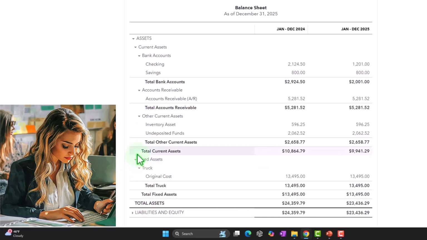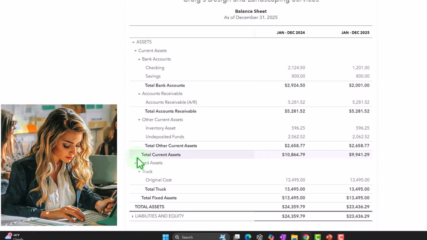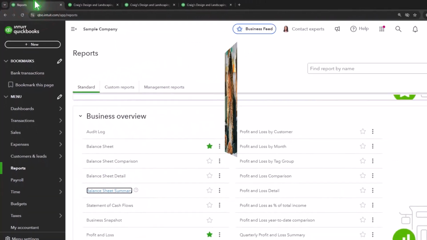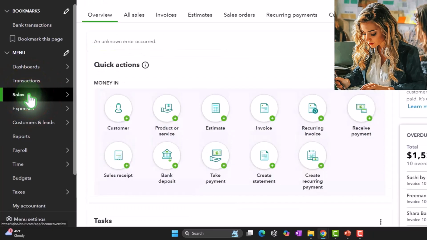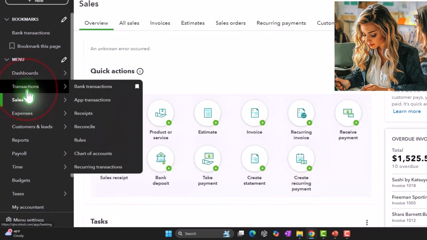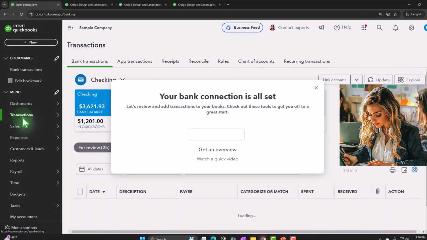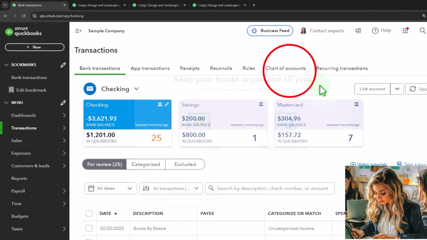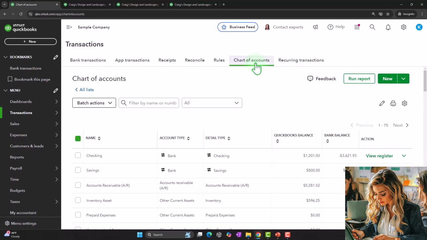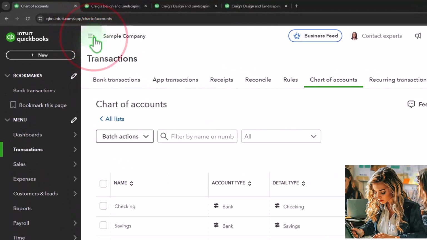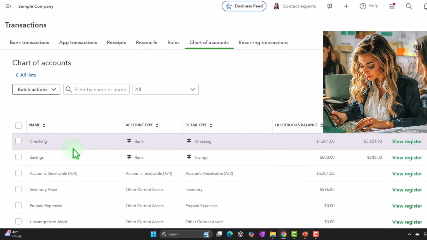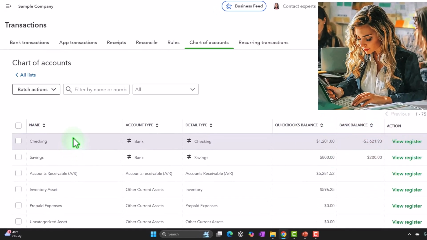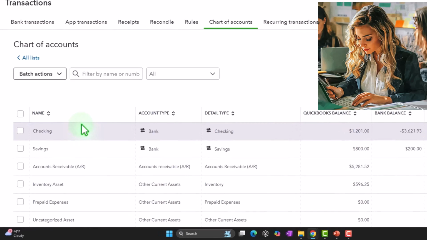So to understand how the system is doing that, let's go back to the first tab, and I'm going to go into the sales on the left-hand side, and let's go into our transactions, and then let's go into our chart of accounts. Into the chart of accounts, I'm going to close up the hamburger up top, and we'll talk more about the chart of accounts when we start a new company file and set up the chart of accounts from scratch.